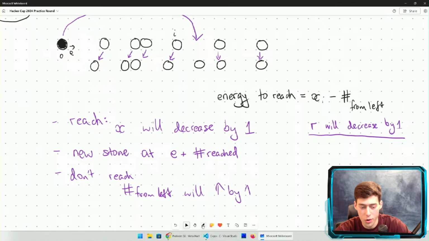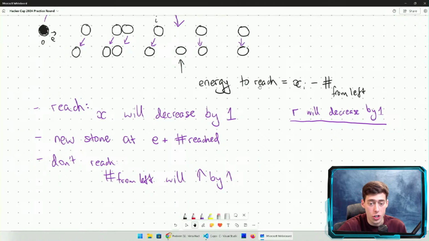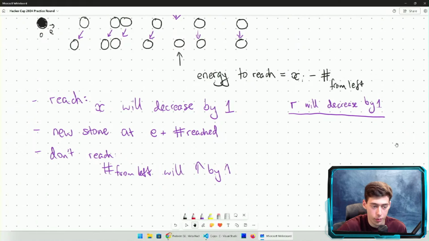But trying to start coding this at this point is actually a mistake, because this problem has a lot of inherent beauty, essentially, that we haven't yet discovered. So what's the value that we add? That's an interesting question now, right? So we have a bunch of energies we need to reach each stone, which are their position minus their index on the left. What's the new position of the new stone? The new position of the new stone was, like we said, energy plus the number they reached. The energy the stone had plus the number of stones it reached.